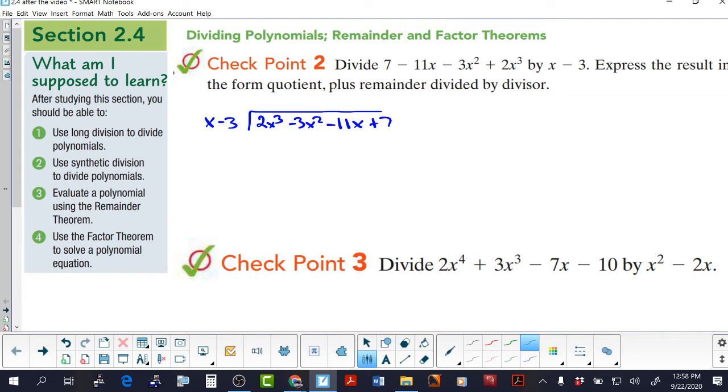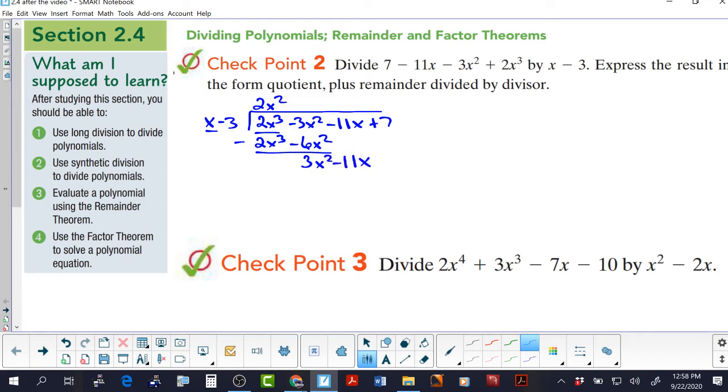And we have all the powers accounted for. So third, second, first, and then the constant. So what do we take times x to get 2x to the third? Well, 2x squared. So we have 2x to the third, and then 2x squared times negative 3 is minus 6x squared. And in long division, we always subtract. So negative 3 minus negative 6 is a positive 3. Let's bring down the 11x.